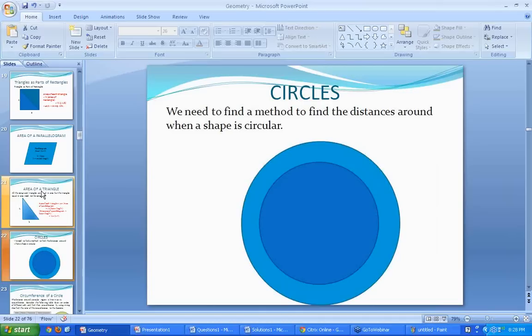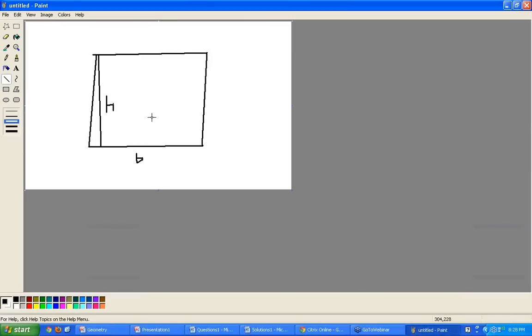Niladri is asking how to measure the height of a parallelogram. Niladri, I have just told you about that. Height of a parallelogram can be measured by taking any one of the sides as base and dropping a perpendicular from the opposite vertex. Then you get the height. I hope it is clear. Okay, so moving ahead.